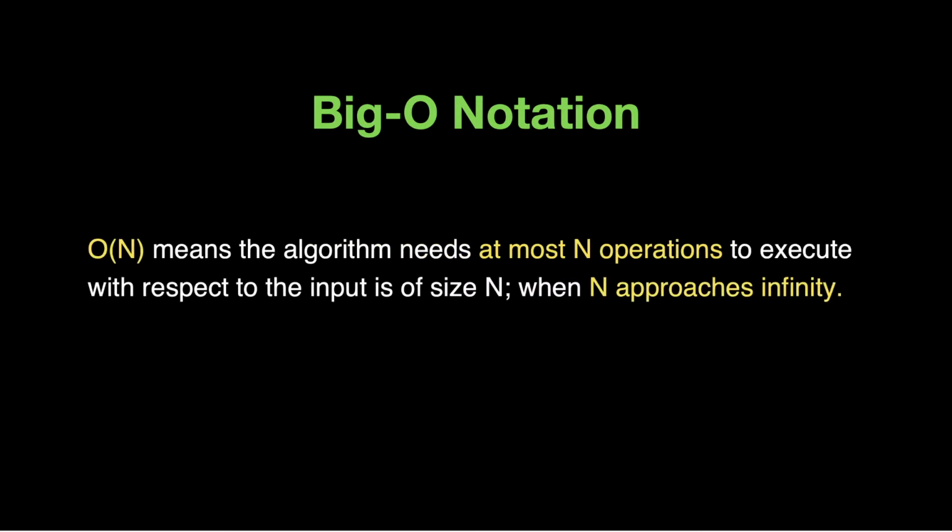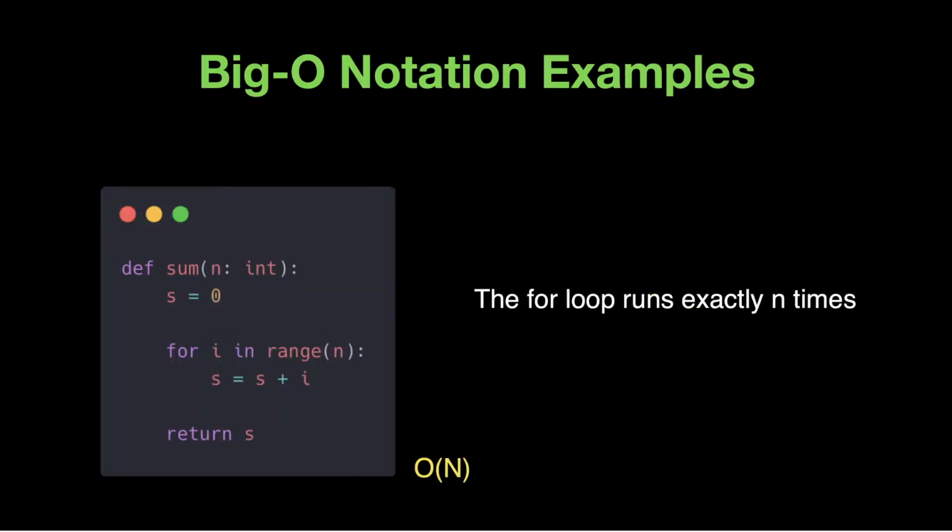If I say an algorithm has O of n complexity, then you have to understand that this algorithm will need at most n operations to execute. Here n is the size of the input, the size of the problem itself, and you have to assume that n approaches infinity. When n approaches infinity, how many operations will the algorithm really need to get itself executed?